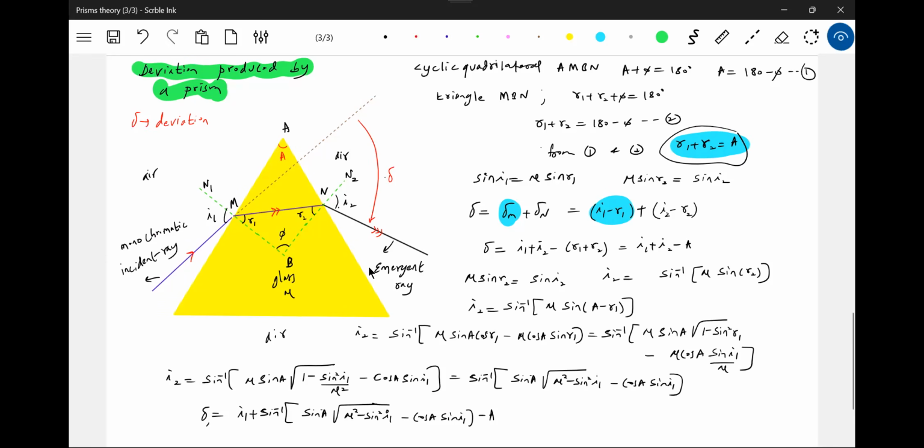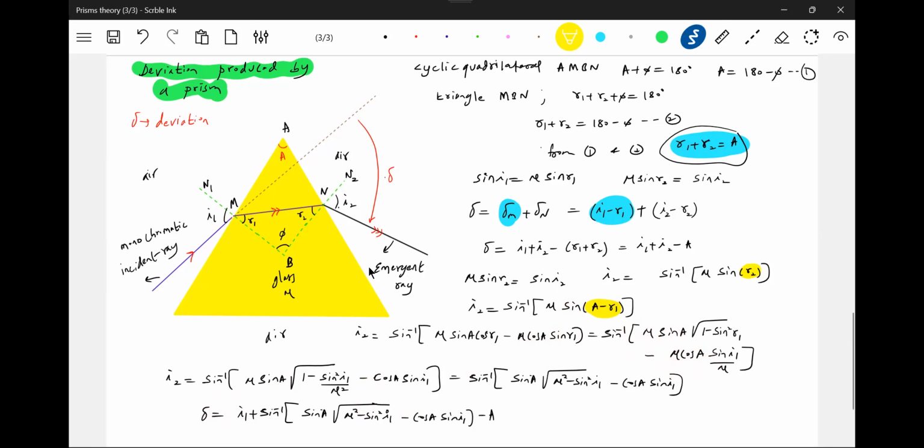This will be very simple. We just took help of this equation, the deviation equal to I1 plus I2 minus A. This I2, the emergent angle, should be replaced here, because I should bring the deviation in terms of I1. So how to replace I2? First, mu sine R2 is equal to sine I2. Then I2 equals sine inverse of mu sine R2. R2 is equal to A minus R1, and I'm replacing this. Then applying the sine of A minus B formula, I'll end up with this formula. Finally, I'll get the expression for deviation.